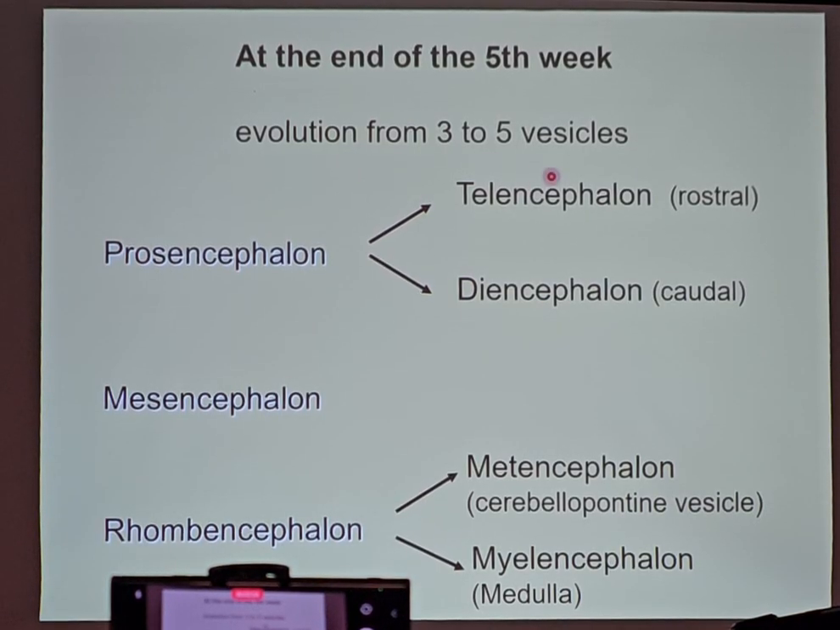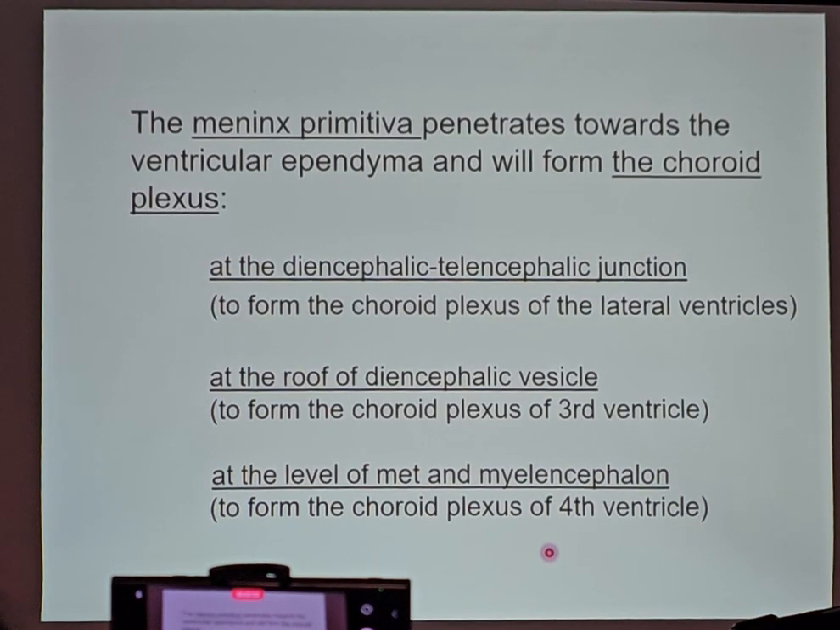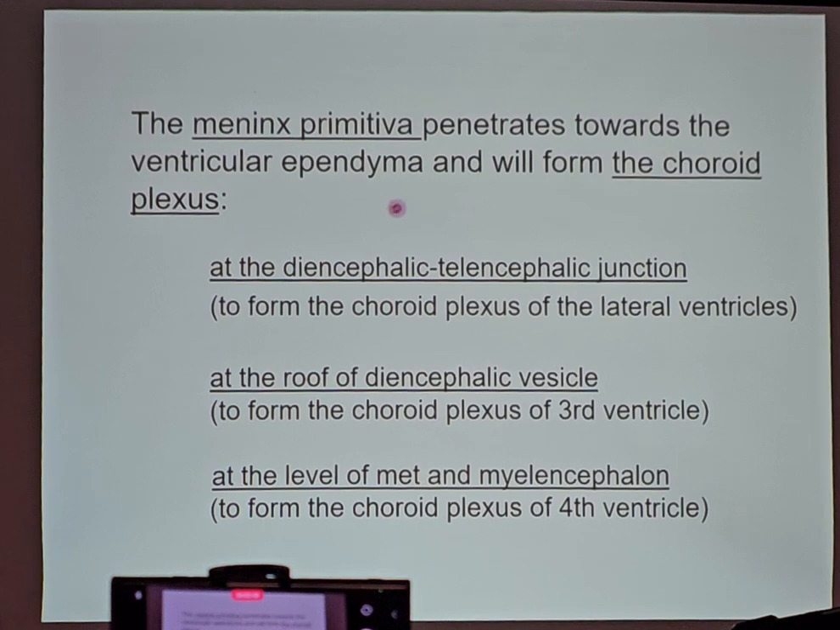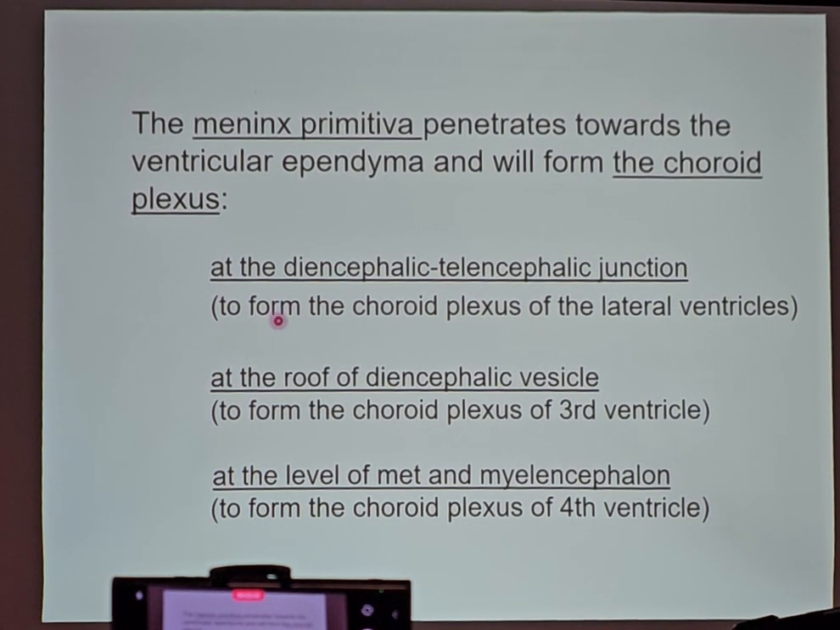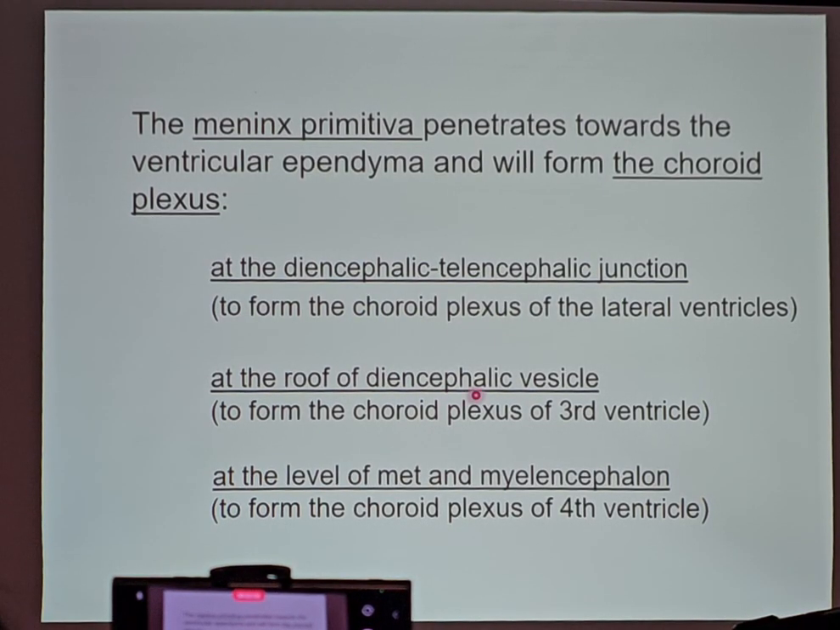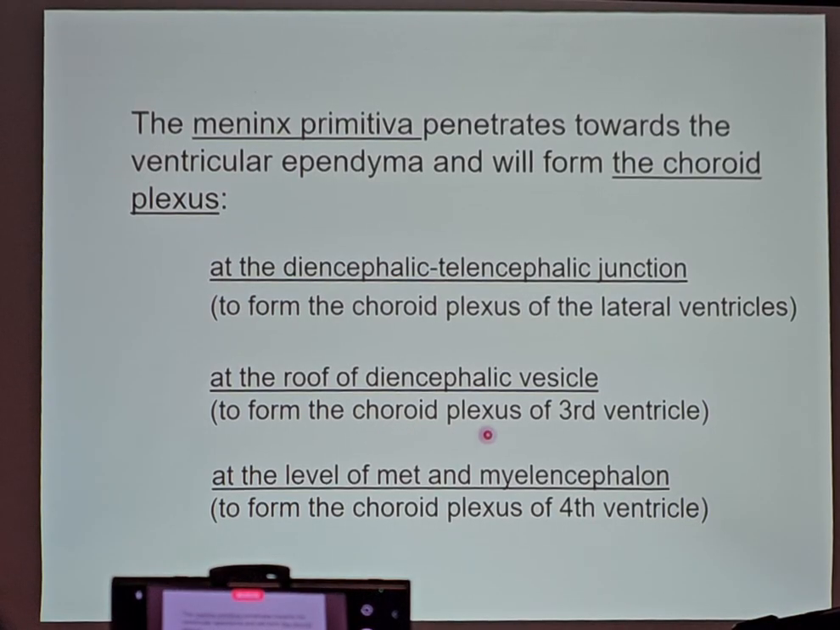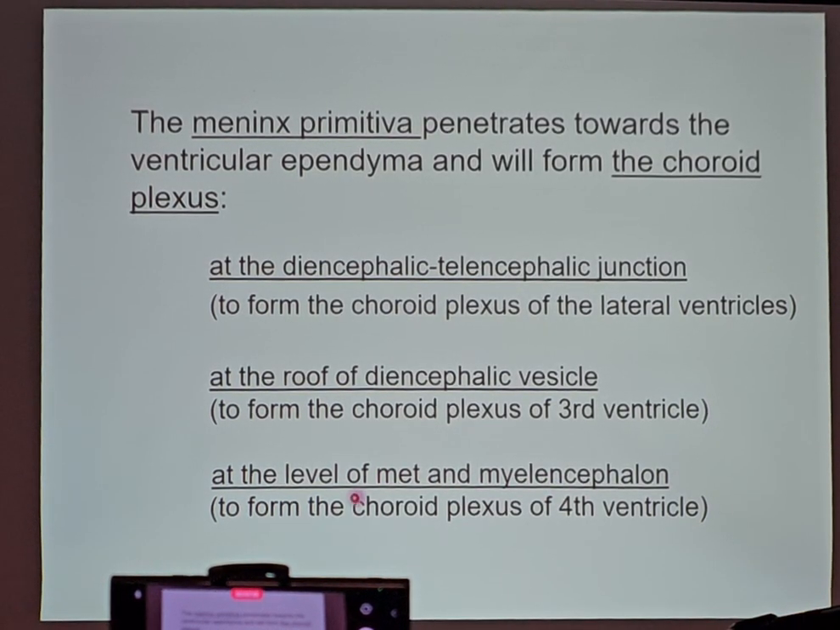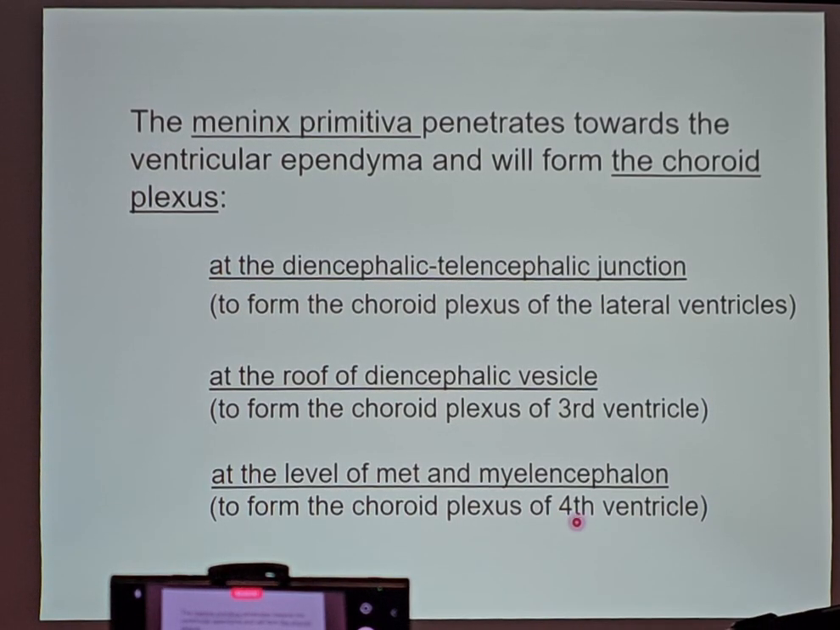So the five vesicles at that point in time, you have the telencephalon, diencephalon, and myelencephalon. The meninx primitiva now penetrates towards the ventricular ependyma and will form the choroid plexus. At the diencephalic telencephalic junction, this is to form the choroid plexus of the lateral ventricles. At the roof of the diencephalic vesicle, it forms the choroid plexus of the third ventricle, and at the level of the myelencephalon, it forms the choroid plexus of the fourth ventricle.